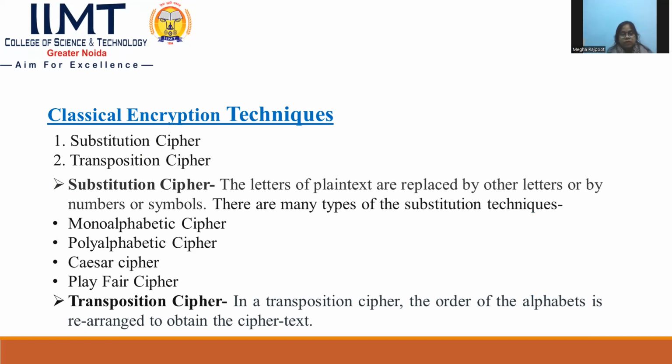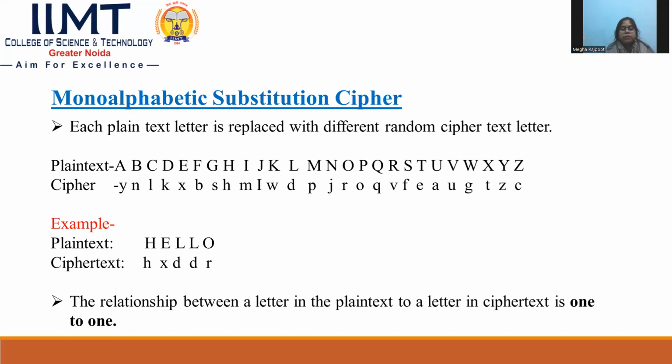In transposition cipher, the order of the alphabet is rearranged to obtain the cipher text. So first is monoalphabetic cipher. This is one of the types of classical encryption techniques.